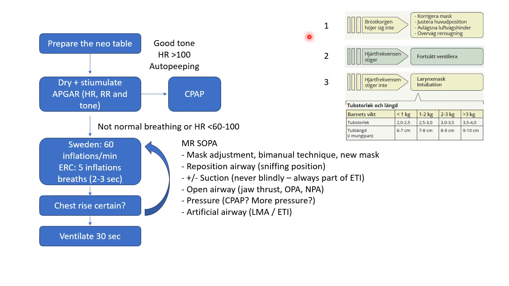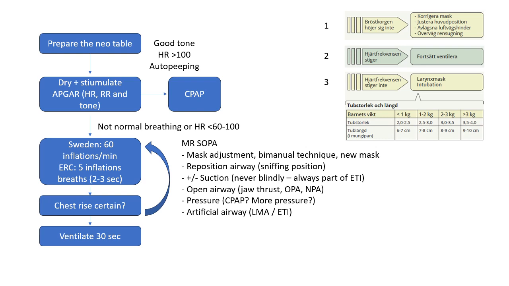So you have three options. This is from the Swedish one, I think it's better in that way. Either you have chest rise or you don't have chest rise, and that's part of the algorithm. Or the heart frequency is going up, as we just talked about. Even though it's maybe under 60, if it's going up, then keep doing what you're doing, it's helping.